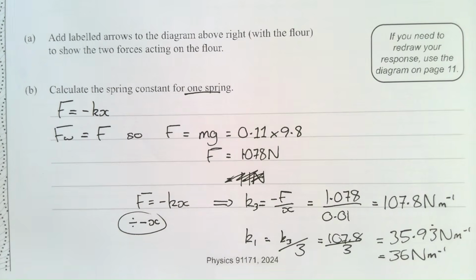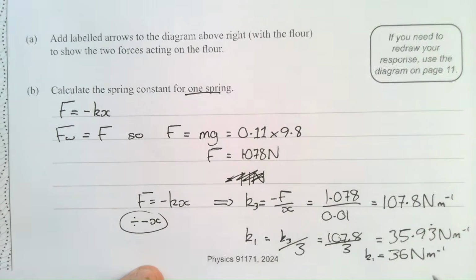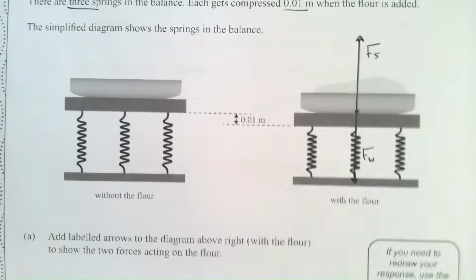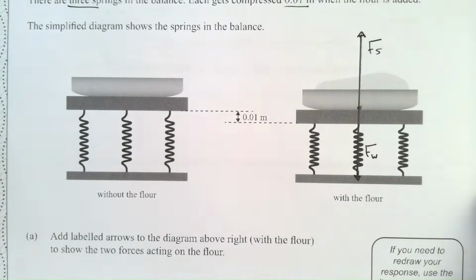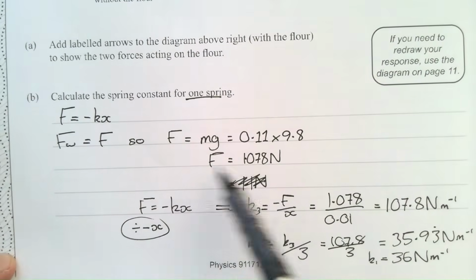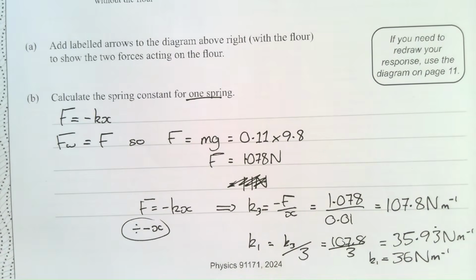If we did all that together and got to this single spring constant, that was merit. If you wanted to achieve, you had to get to this point here, 107.8. So again, if you've got this sort of question where it's making use of balanced forces, often it's a bit of a clue that that's what you're going to have to use to work out the force in the subsequent calculation. And that was part B. On to part C.